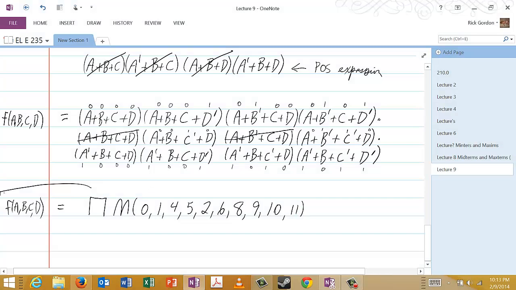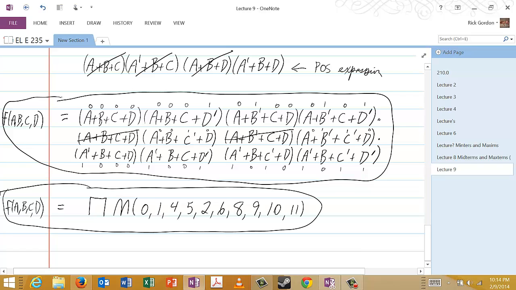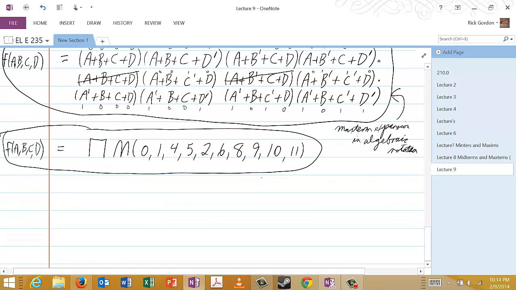Okay, we can conclude that these are max term expansions for f. This first one is the max term expansion in algebraic notation, and that's this, and this.